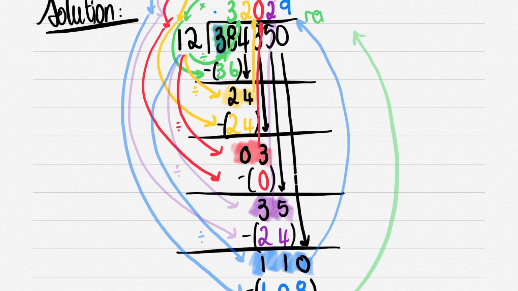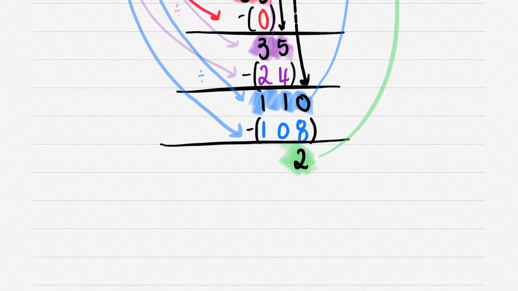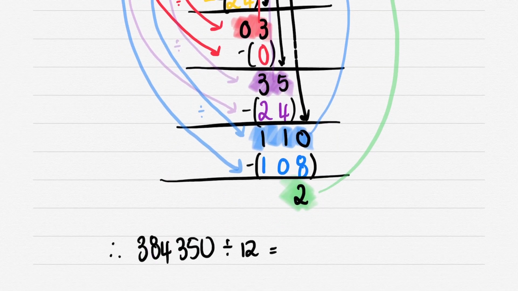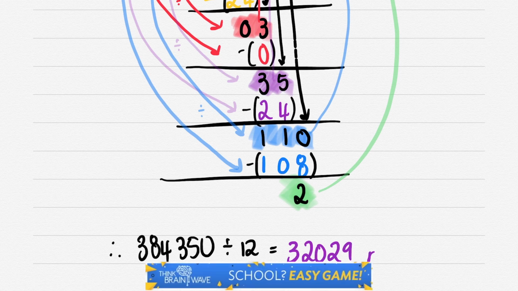So we've got 32029, and we say there's a remainder of 2. In future, you'll learn how to change that into a decimal, bringing down a comma and a naught. But for now, just put the remainder value. Alright, therefore our answer for 384350 divided by 12 is equal to the answer above, which is 32029 with a remainder of 2. And there we have it, folks. Easy game.